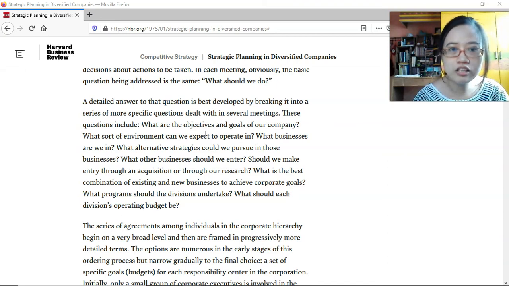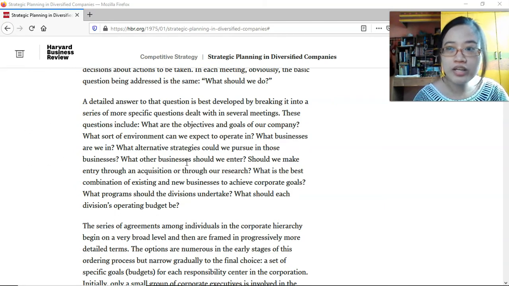So these questions include: what are the objectives and goals of our company? Parang nire-remind na, okay, ito yung guidelines natin, ito ulit yung ating dapat na ma-achieve. So paano ba natin ulit ma-achieve itong mga to? Okay? What sort of environment can we expect to operate in? May mga nagbago na ba? May mga additional competitors ba tayo? May nagbago ba sa value chain, sa suppliers, sa customers? Meron ba mga substitute products or services na, kalaban ng business natin?